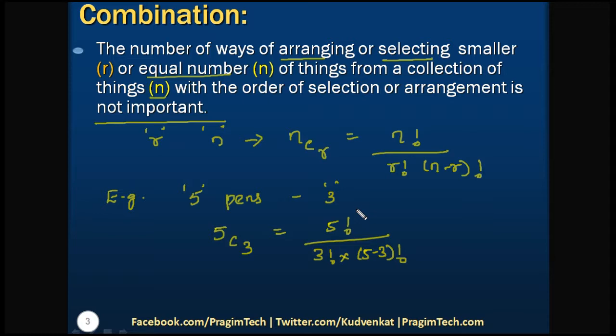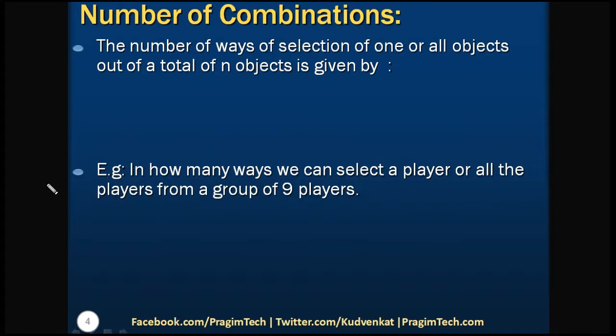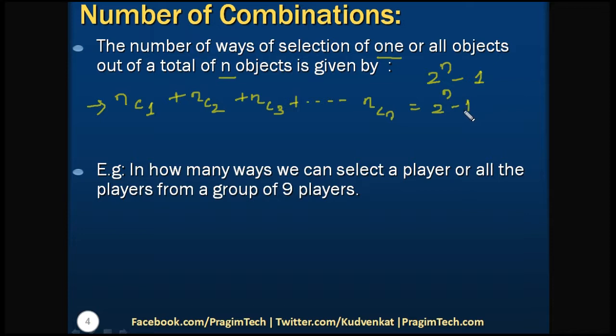Let us look into different scenarios to calculate the number of combinations. Here, the given condition is the number of ways of selecting one or all objects. Selecting one or all objects out of a total of n objects is given by 2 to the power of n minus 1. If you want to select one object out of n objects, it is given by nC1. If I want to select two objects, then it will be nC2. For 3 objects, it will be nC3 and so on up to nCn. So its value is given by 2 to the power of n minus 1.